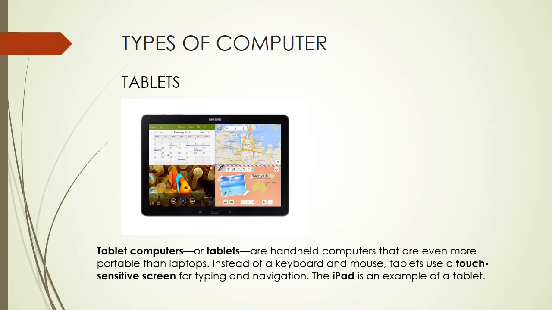Some tablet computers come with a keyboard attached to them, but basically a tablet computer is meant to be a touch screen. We have the iPad as an example of a tablet computer. We have our Samsung tabs and all other tabs like Tecno and all the rest that are 7 to 10 inches wide in size. All these are types of tablet computer.